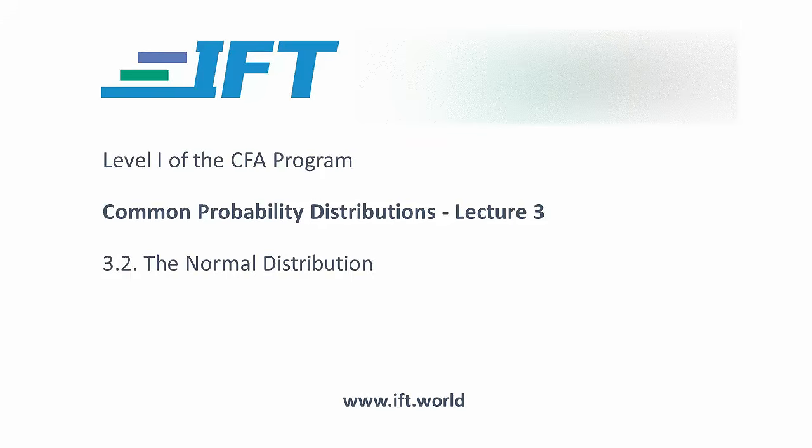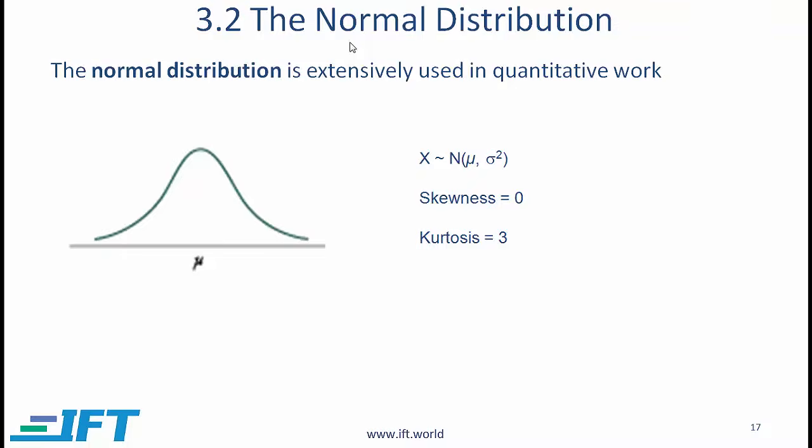Now we move on to the normal distribution, which is perhaps the most important distribution, and we will spend a fair amount of time on this. This is what a normal distribution looks like. It is sometimes called a bell-shaped distribution. We have a certain mean value denoted by mu, and the random variable is distributed around that mean value.